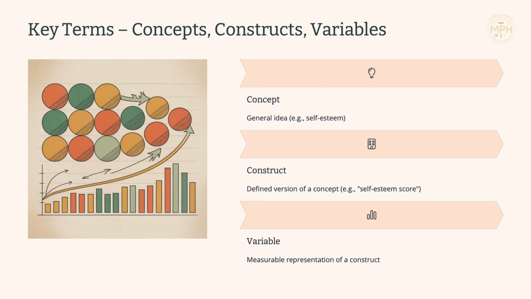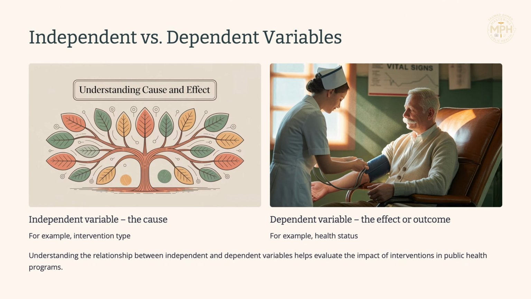Next, let's look at variables. A variable is the measurable form of a construct. Variables can take different values, and they are what we actually collect data on. There are two main types of variables: independent variables, the ones we manipulate or categorize to observe an effect. Dependent variables, the outcomes we measure to see if they change based on the independent variable.